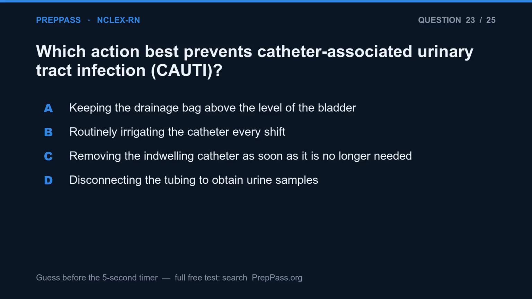Question 23. Which action best prevents catheter-associated urinary tract infection, CAUTI? A. Keeping the drainage bag above the level of the bladder. B. Routinely irrigating the catheter every shift. C. Removing the indwelling catheter as soon as it is no longer needed. D. Disconnecting the tubing to obtain urine samples.